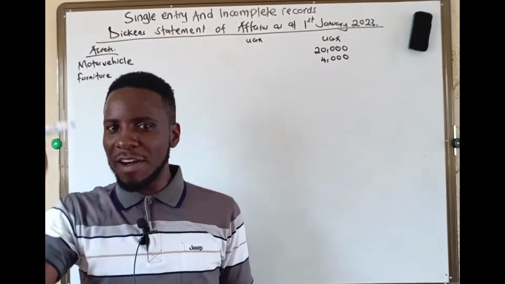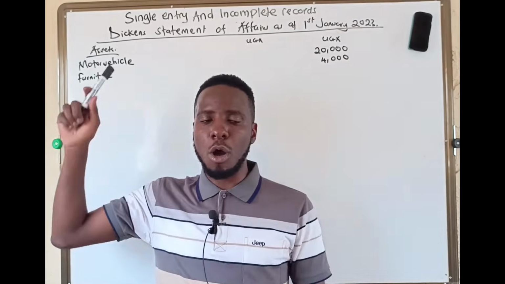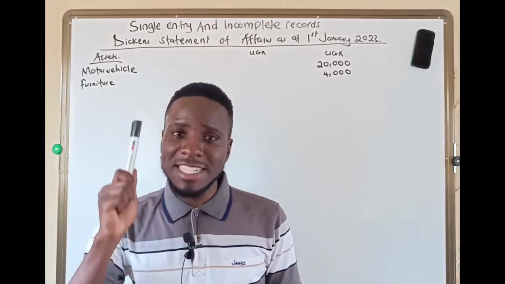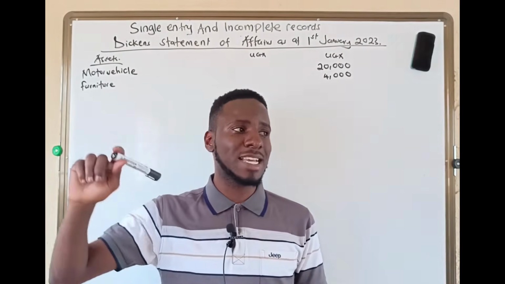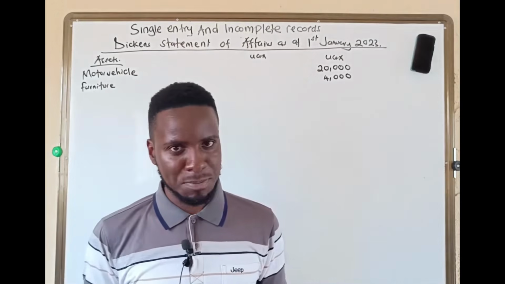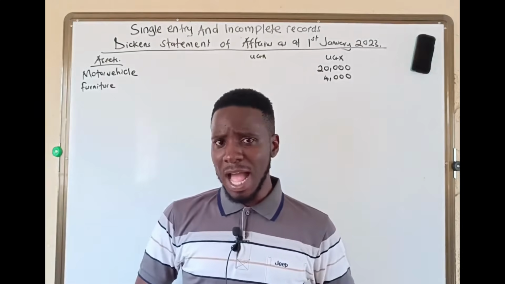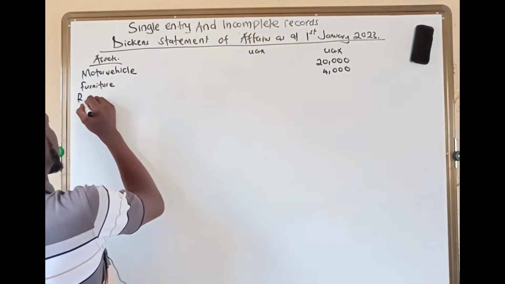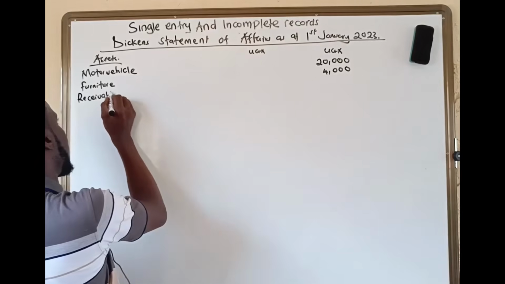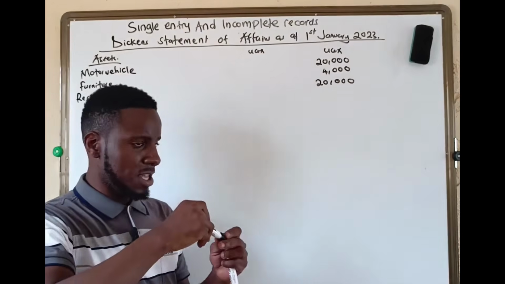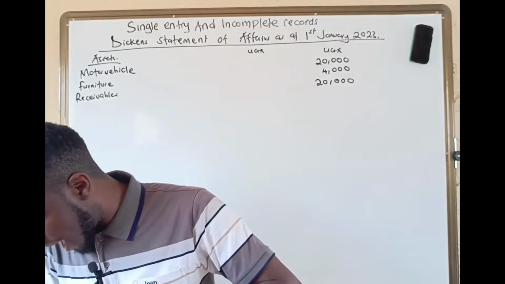Now, the values I'm picking, because I'm now calculating for the opening capital, are only at 1st January 2023. I'm not picking the values at 31st December, because I'm looking to establish the opening capital. So our next asset is receivables, and they are worth 20,000. Then next we have inventories.